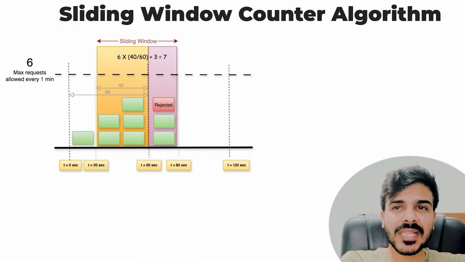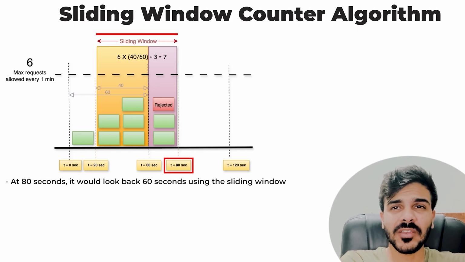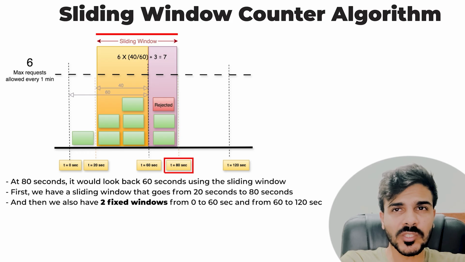Now let's come to the sliding window counter algorithm and see how it works in this case. Initially, it's the same step as that of the sliding window logs algorithm. At 80 seconds, it would look back 60 seconds using the sliding window. Now there are 3 things happening here. First, we have a sliding window that goes from 20 seconds to 80 seconds. And then we also have 2 fixed windows, from 0 to 60 seconds and from 60 to 120 seconds.